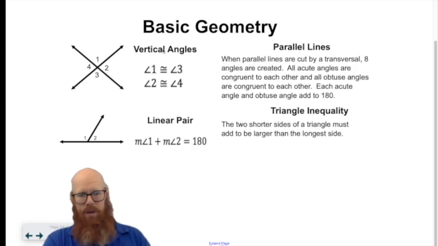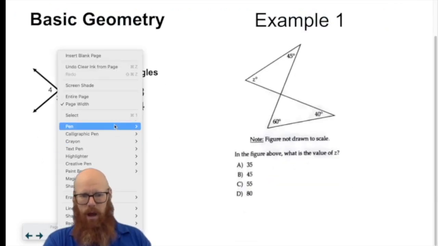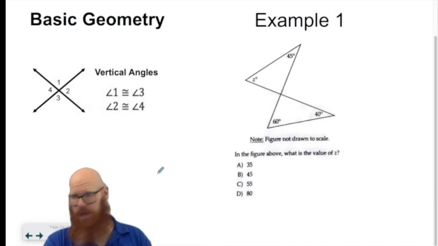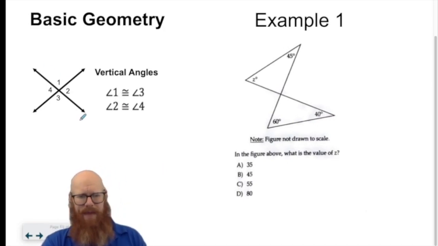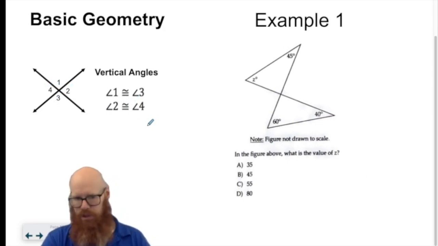So let's start with some vertical angles. And the way vertical angles work, again, I call this basic geometry. These are things you definitely would have learned in a geometry class, and they are very important for the SAT. And when we have an X here like this, the angles across from each other, so 1 and 3 and 2 and 4, are what we would call vertical angles, and vertical angles are always congruent to each other.